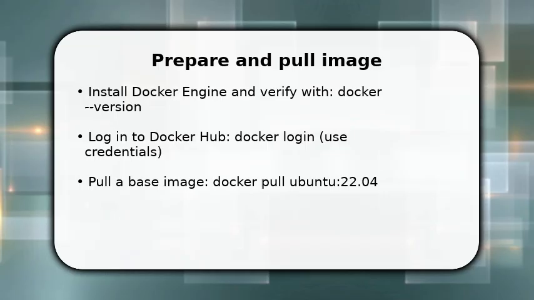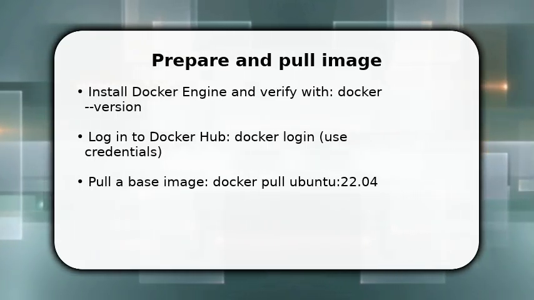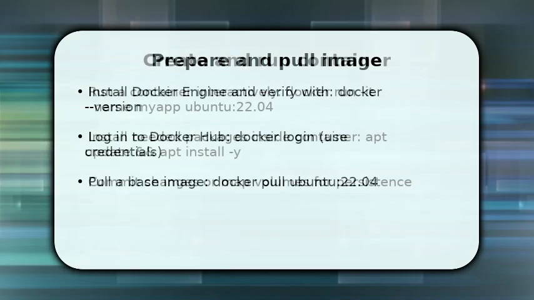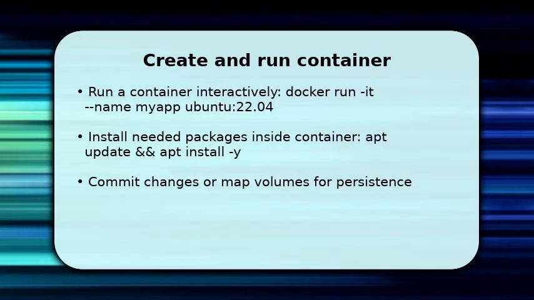Make sure to run a test command, such as docker images, to confirm the image exists and Docker is responding correctly. You now create and start your working container. Run docker run -it --name myapp ubuntu:22.04 to drop into a shell. This gives you an isolated environment to configure.